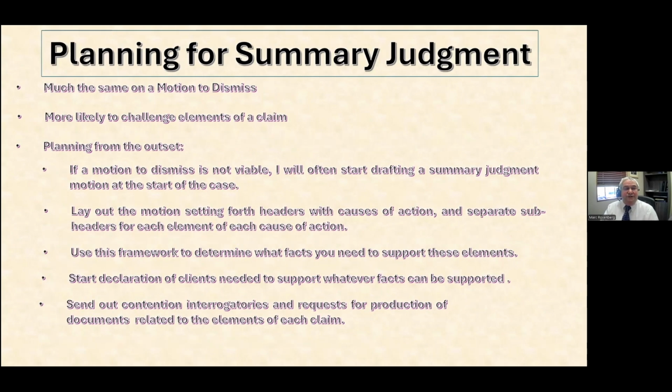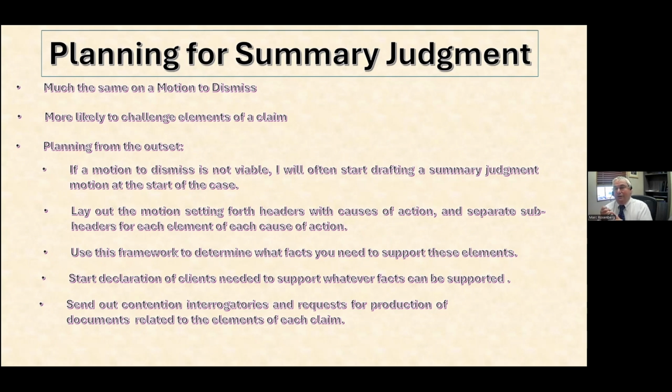Analyze the elements of each claim. And again, the summary judgment, it's much the same as a motion to dismiss, but you're more likely to challenge the elements of a claim. And what is an element of a claim? Well, those are the things that make a claim what it is. So, for example, if you have a negligence claim, that's one of the common types of claims you have in a lawsuit. What are the elements of negligence?